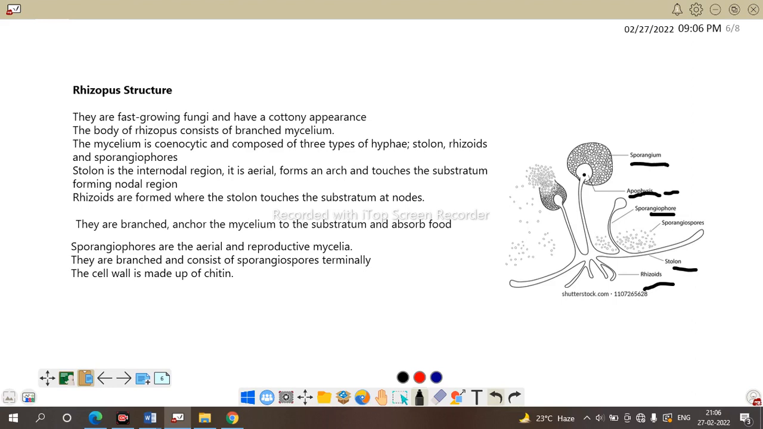They are fast growing fungi and have a cottony appearance. Body of Rhizopus consists of branched mycelium. Mycelium is coenocytic. Coenocytic means there is no septation in the mycelia, and hypha is differentiated into stolon.